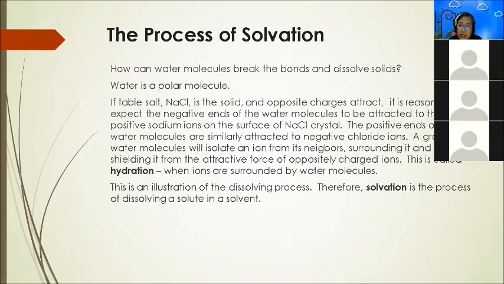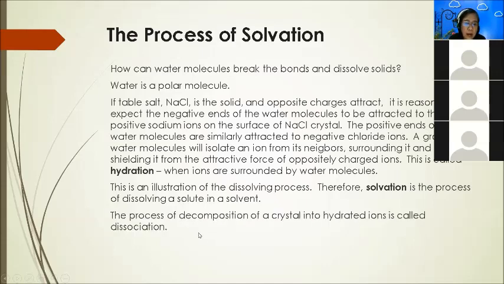This is an illustration of the dissolving process. So, what does solvation mean? Solvation is the process of dissolving a solute in a solvent. What we discussed earlier is an illustration of the dissolving process, or the process of solvation. Alright? So, let's continue. The process of decomposition of a crystal into hydrated ions is called dissociation. Earlier I mentioned the word dissociation.